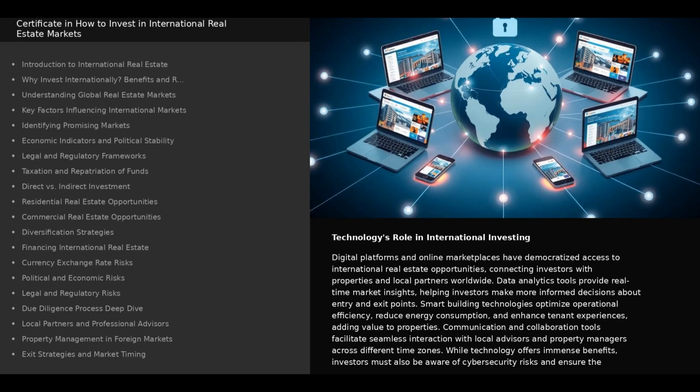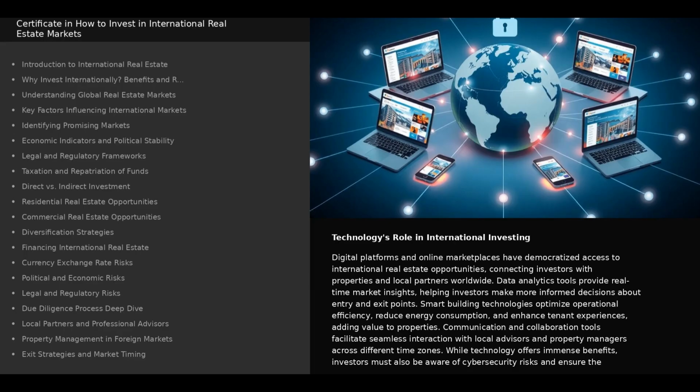Digital platforms and online marketplaces have democratized access to international real estate opportunities, connecting investors with properties and local partners worldwide. Data analytics tools provide real-time market insights, helping investors make more informed decisions about entry and exit points. Smart building technologies optimize operational efficiency, reduce energy consumption, and enhance tenant experiences, adding value to properties. Communication and collaboration tools facilitate seamless interaction with local advisors and property managers across different time zones.